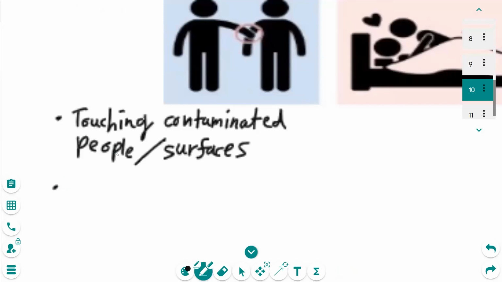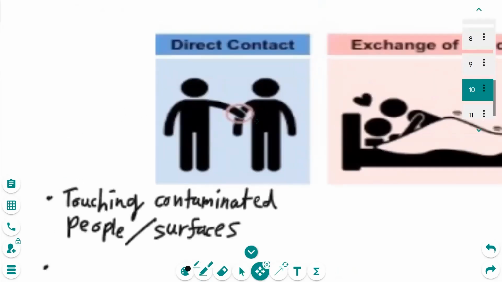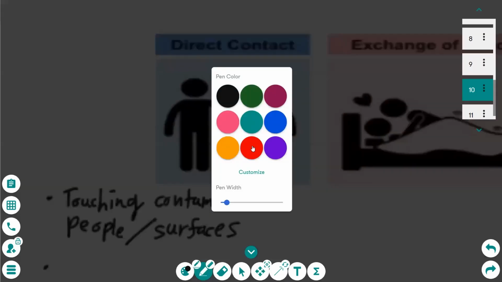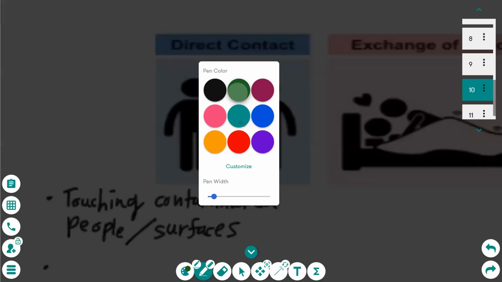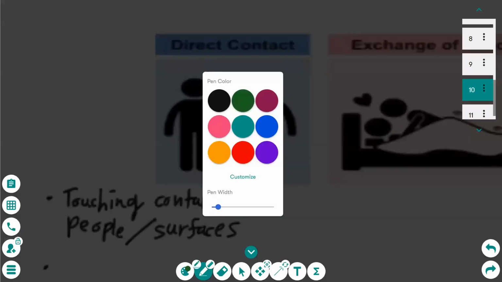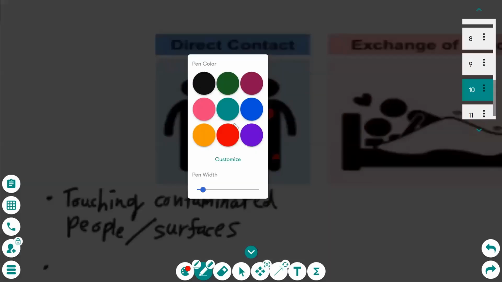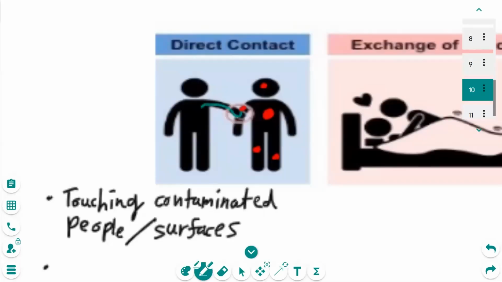But what I mean by contaminated people is people who have been infected. For instance, this person has been infected with the pathogen, so there's a marker with a red to show that this person has been infected. And this is a healthy person, and you can see here that they're touching this person. So the pathogen will be able to migrate or go into this person from the infected person.